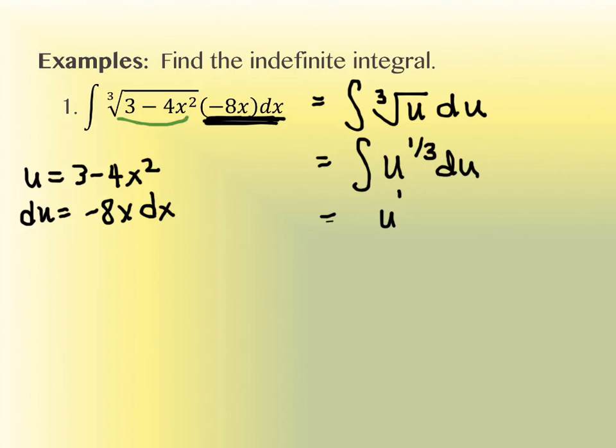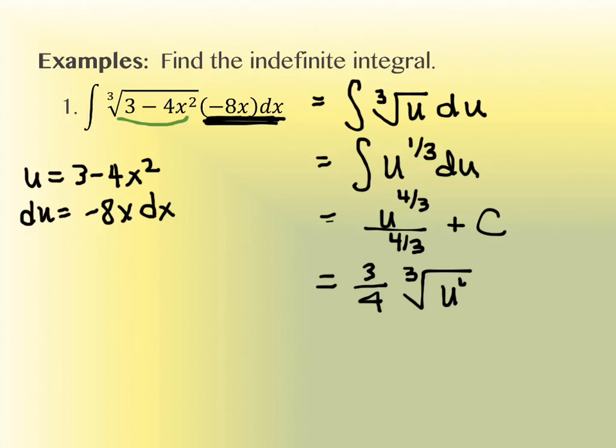Okay, so the u is to the 4/3, and then what do we do? Over 4/3. We need a plus c at the end, of course. And then division by 4/3 is the same as multiplication by 3/4. The 4/3 as a fractional exponent is a cube root of u to the fourth.